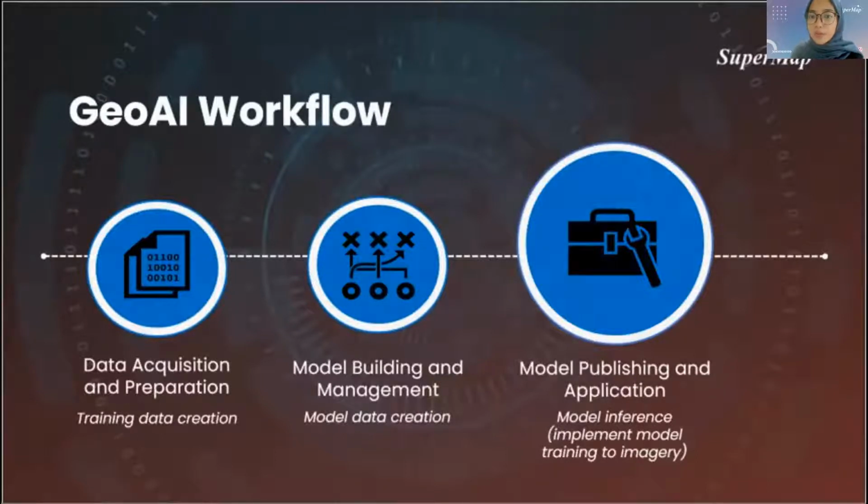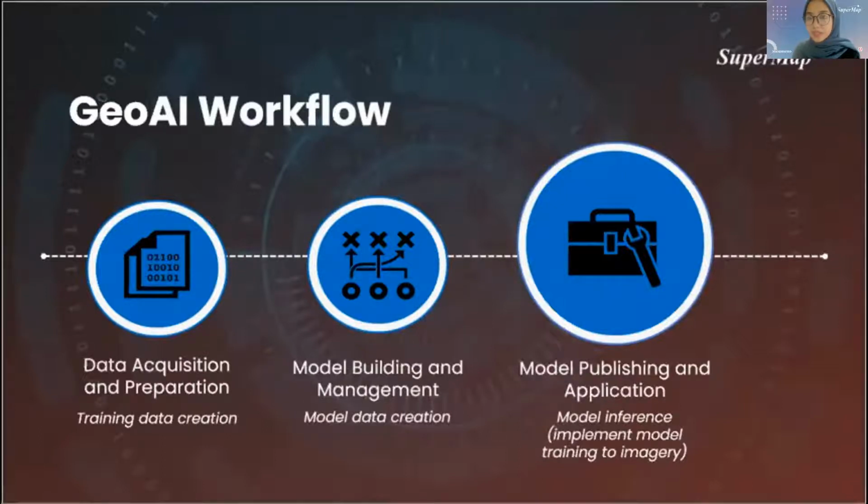And then in the GeoAI workflow, as I told you before, our iDesktop X product is zero code, which means that you only need to click on the specific toolbox you are going to use and also input some parameters. There are 3 sequential processes that you need to handle in the beginning before achieving the result. The first one is data acquisition and preparation. The second one is model building and management. And the last one is model publishing and application. Actually, these 3 processes are the common process to achieve AI analysis.